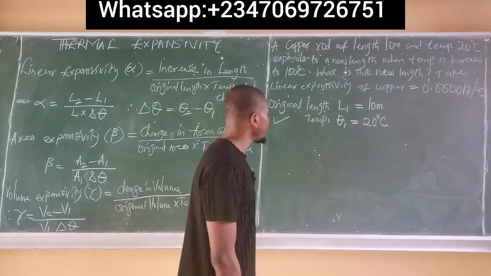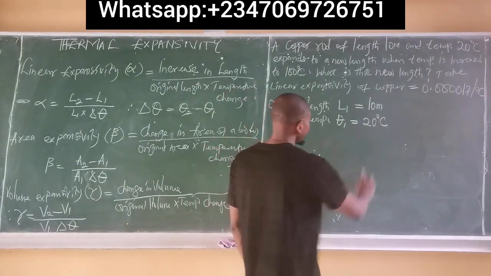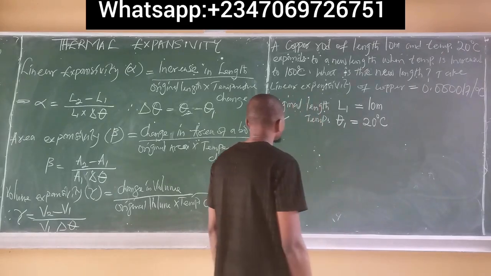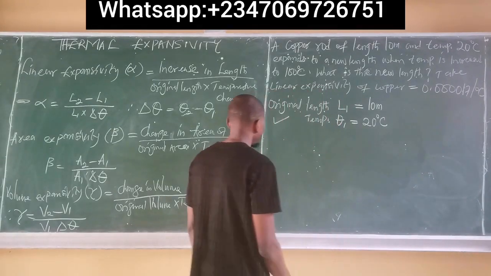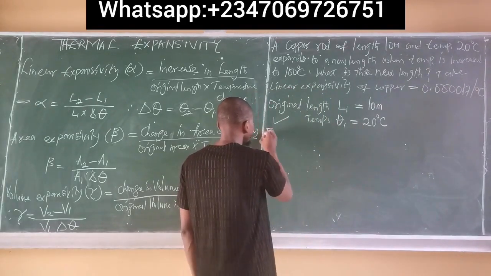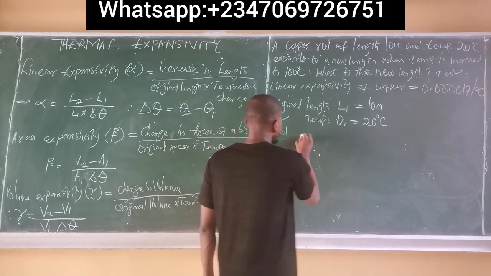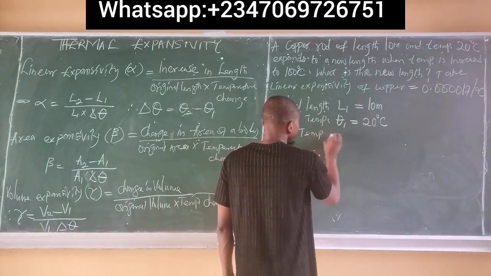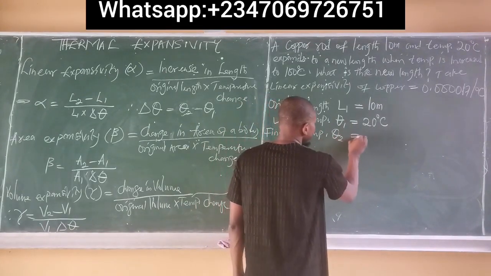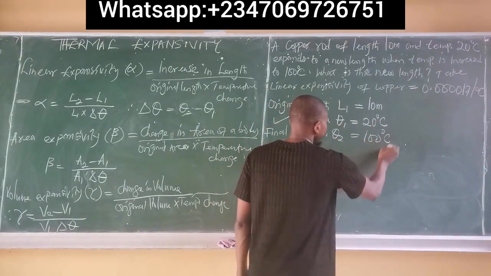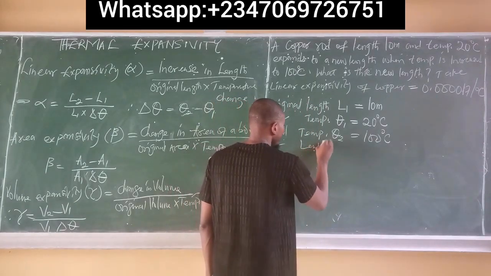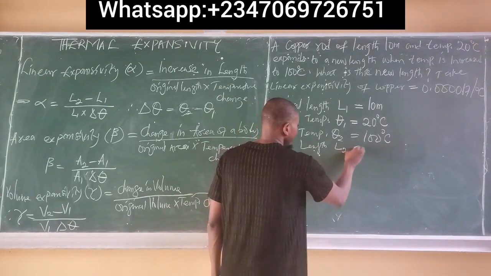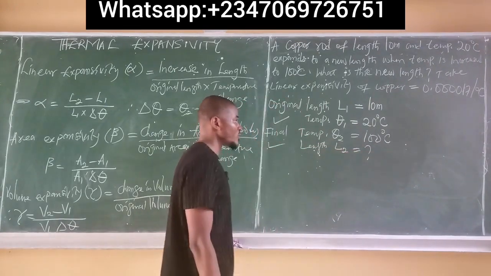All right, so we are given the original temperature theta 1, which is 20 degrees Celsius. And the question said it expands to a new length when the temperature is increased to 100 degrees Celsius. So that means we have a final temperature, theta 2, equal to 100 degrees Celsius. We are asked to find the final length, the new length L2, which is an unknown value.